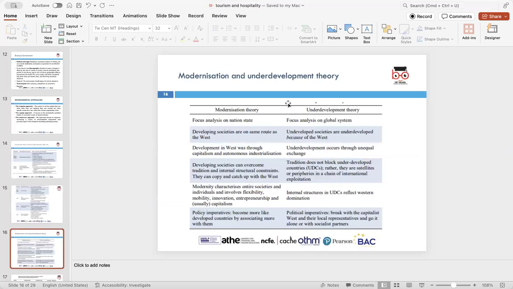Modernization and underdevelopment theory. Any idea about modernization and underdevelopment theory? Modernization theory centers on the nation-state as the primary unit of analysis. It suggests that developing societies are the same as Western nations, believing that they can eventually achieve similar levels of advancement by adopting Western practices, particularly those related to capitalism and industrialization.